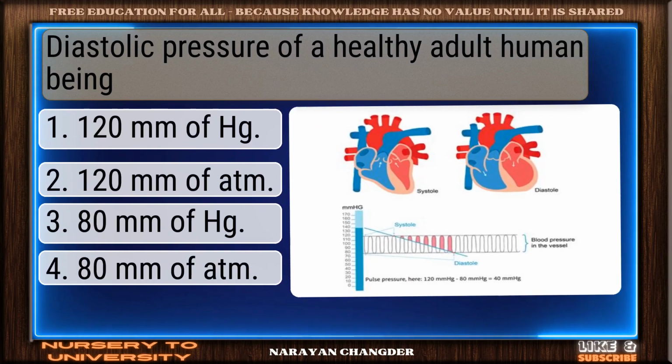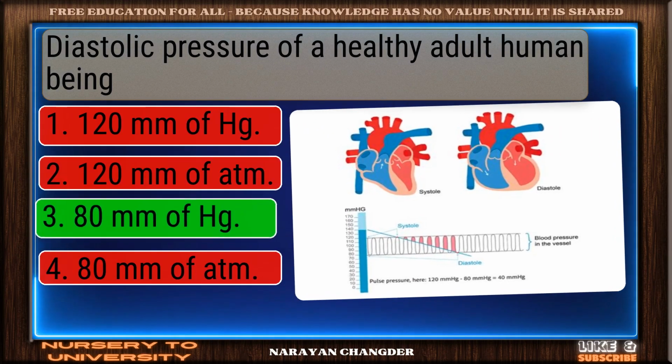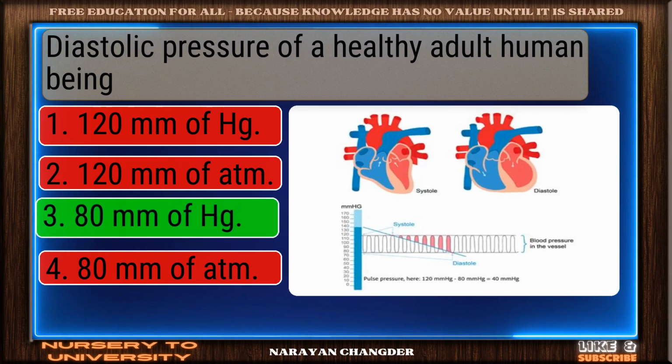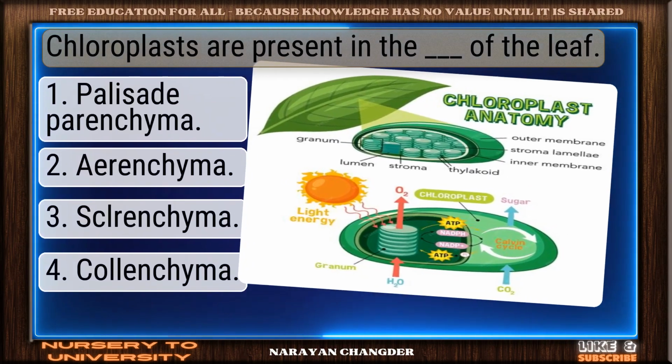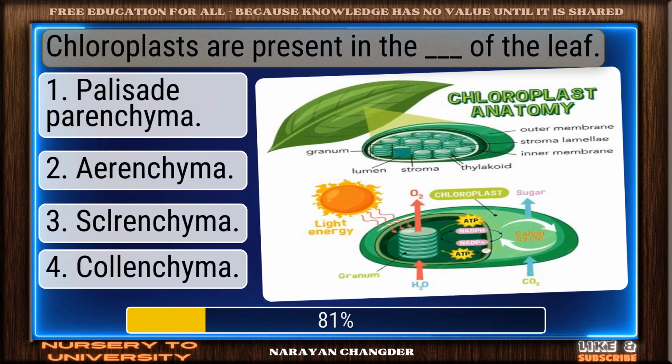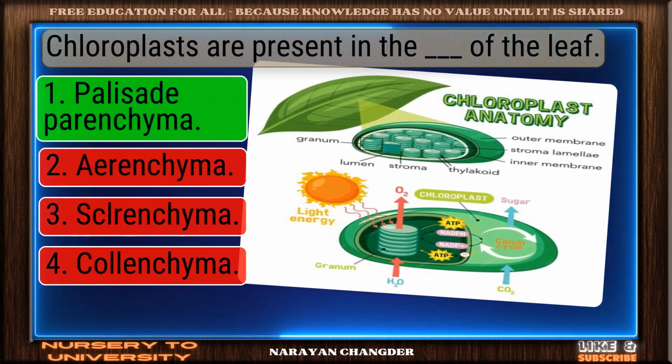Diastolic pressure of a healthy adult human being. Nice work, 80 mmHg fits perfectly. Chloroplasts are present in the dash of the leaf. Perfect. Palisade parenchyma is the one.